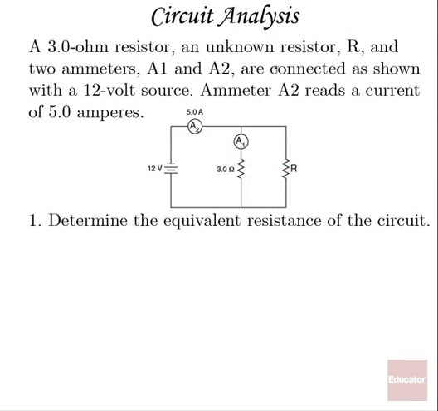Number 1, a 30 ohm resistor, a 3 ohm resistor, an unknown resistor R, and two ammeters A1 and A2 are connected as shown with a 12 volt source. Ammeter A2 reads a current of 5 amperes. Determine the equivalent resistance of the circuit.